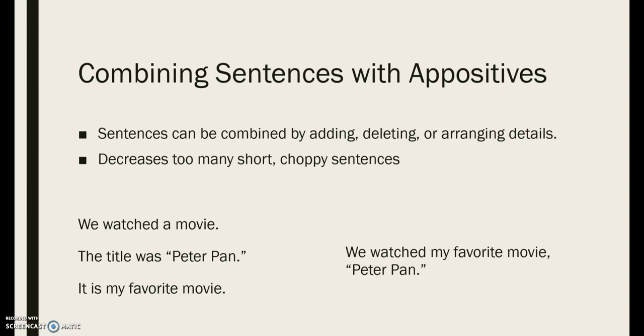Here I have 3 sentences. We watched a movie. The title was Peter Pan. It is my favorite movie. If you notice, movie is repeated more than once. So, I can say movie is my main noun. However, there's more than one way to write this. But if I stick with movie as being my main noun, then what's my appositive? Peter Pan clarifies which movie. So, I can write the sentence, we watched my favorite movie, comma, Peter Pan.